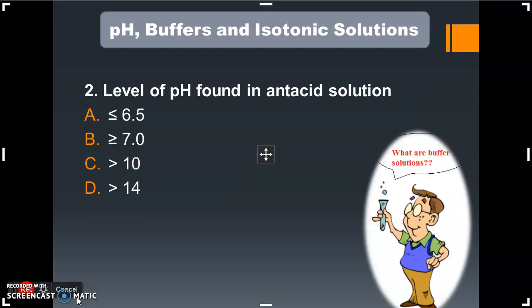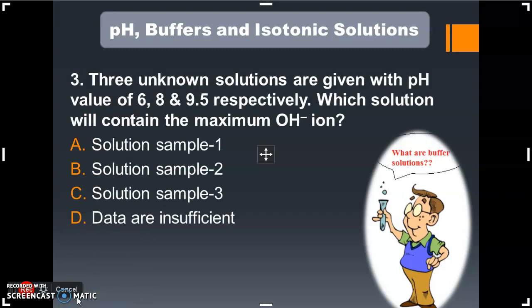Question number 2. The level of pH found in antacid solution is: A, less than or equal to 6.5; B, more than or equal to 7; C, more than 10; and D, more than 14. So the answer will be more than 10.